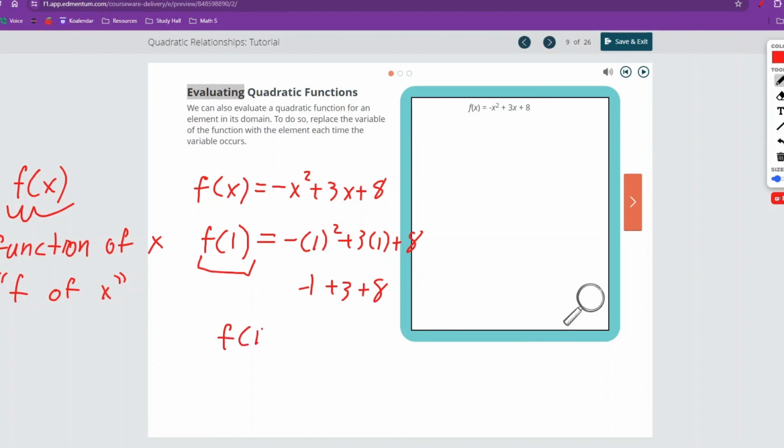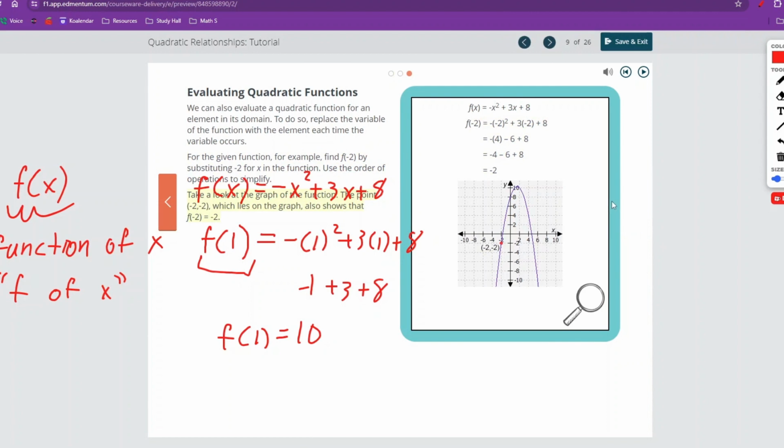So f of 1 would then equal, what is that? That's 10, apparently. So f of 1 is equal to 10, which means that this function, when x is equal to 1, is equal to 10. And it does give you another example as far as x being equal to 2, x being equal to negative 2. And then, of course, it shows you on the graph what this function will look like. Okay, but moving right along.